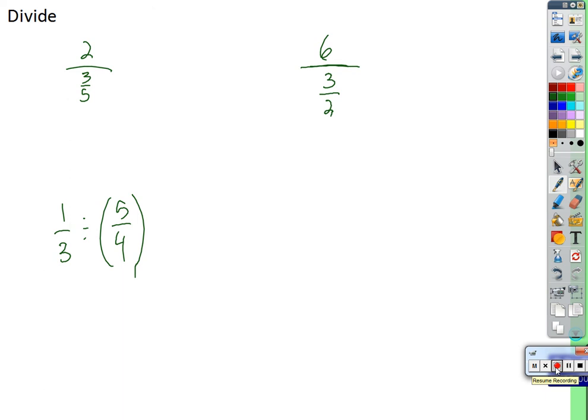Okay, so how do we handle these divisions? In this case, we would take what and multiply by what? 2 times, yeah, 2 over 1 times 5 over 3. 3 times thirds.